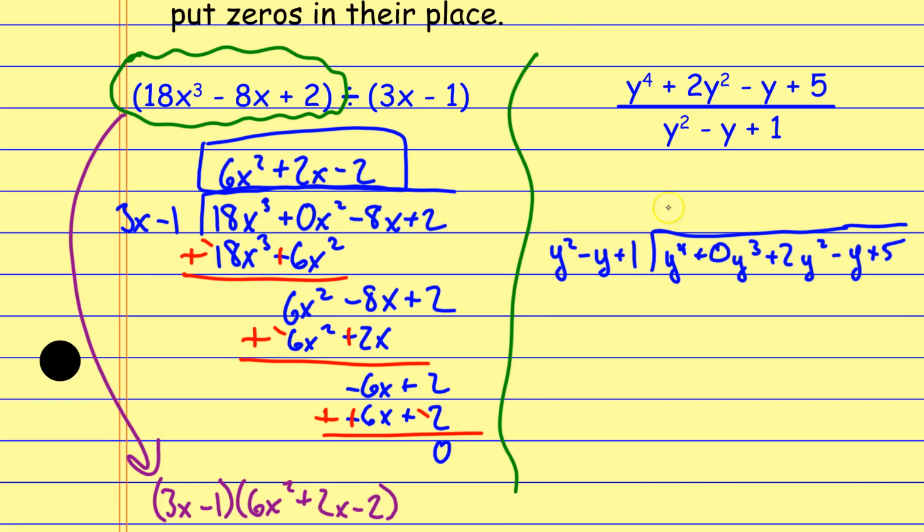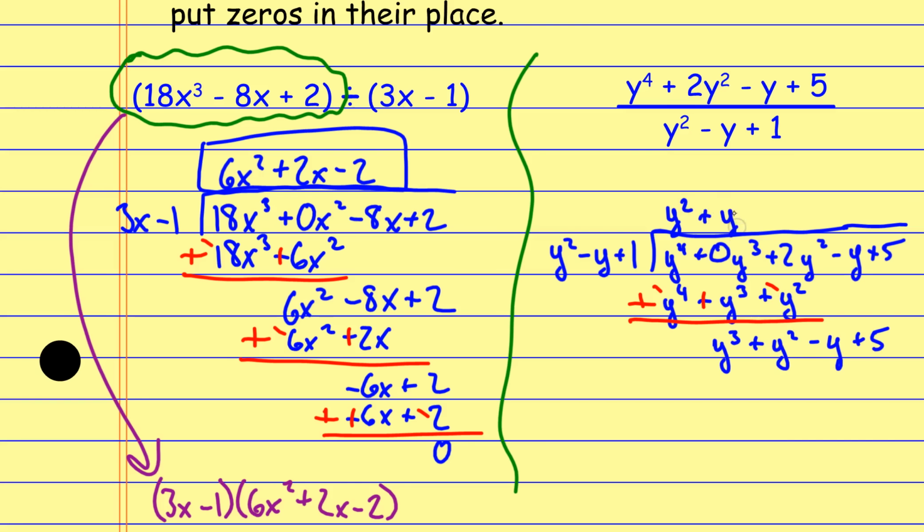y squared goes into y to the 4th, y squared times what will give me y to the 4th? I multiply using my distributive property, that's y to the 4th minus y cubed plus y squared. And now I subtract, which is the same as adding the opposite. Gives me y cubed plus y squared minus y and the plus 5. We're just going to tag along for the ride. y squared goes into y cubed, y times. So y times that, I multiply out using my distributive property.